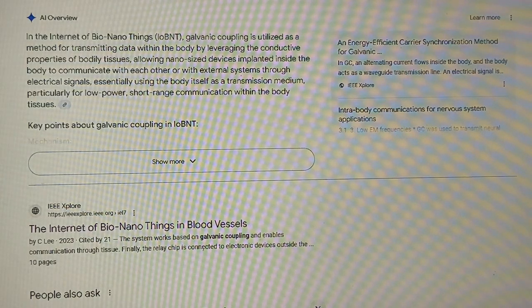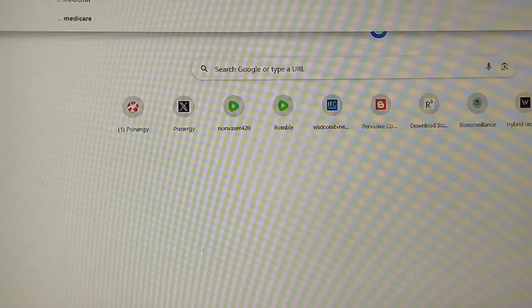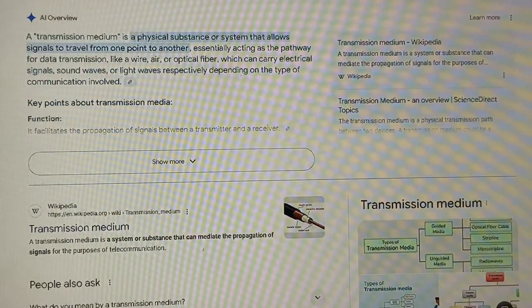Signals technology. Biosignals that Signals Intelligence knows all about. Inside the body to communicate with each other or with external systems through electrical signals, essentially using the body itself as a transmission medium. Now, in the wireless world, that's a common phrase. What is a transmission medium? A transmission medium is a physical substance or system that allows signals to travel from one point to another.